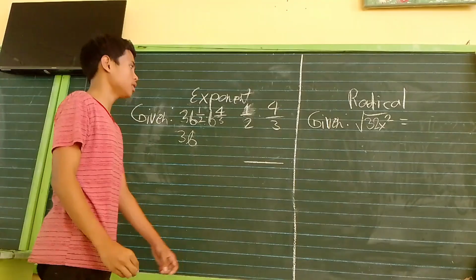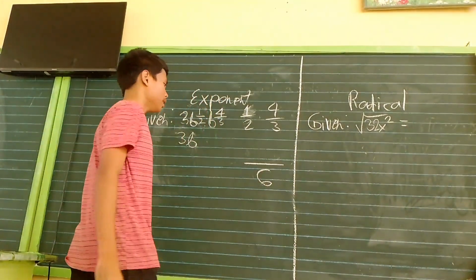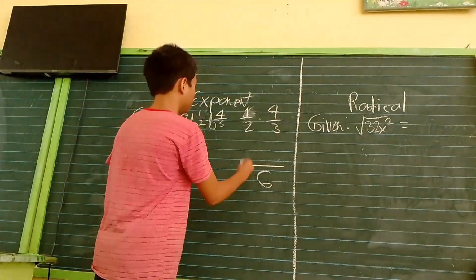And we need to find the LCD, and the LCD is 6. And we need to divide the LCD and the denominator equals 3.